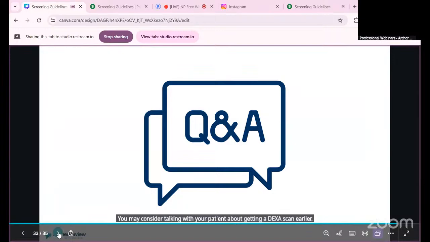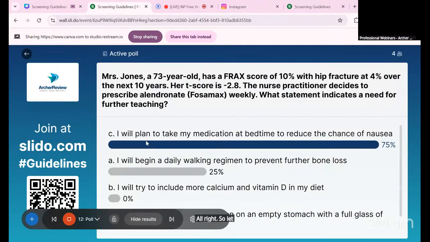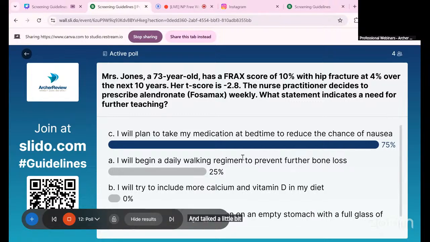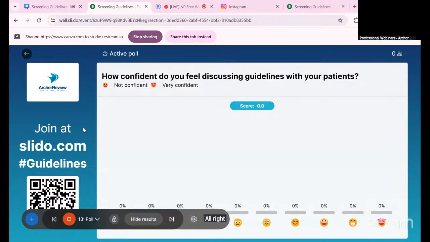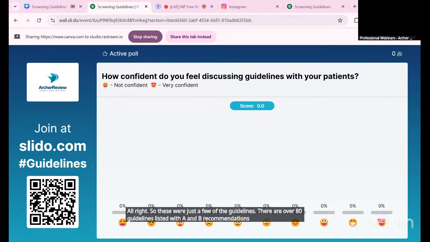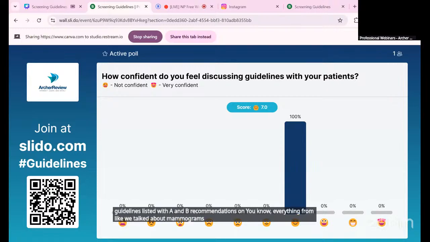All right, so let's go back to our question here. You guys absolutely did a great job on that one, and talked a little bit about when they need to take their medication. So you know that one there. All right, so these were just a few of the guidelines. There are over 80 guidelines listed with A and B recommendations on everything from, like we talked about, mammograms, osteoporosis, colon cancer screening, lung cancer screening.